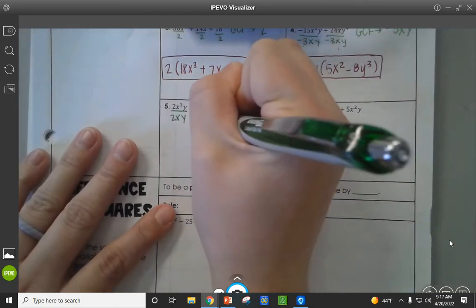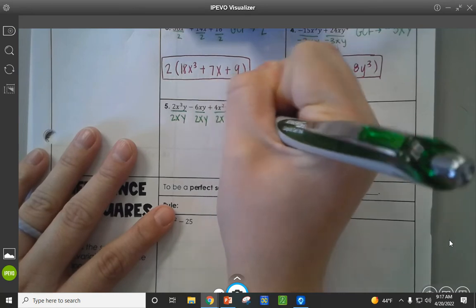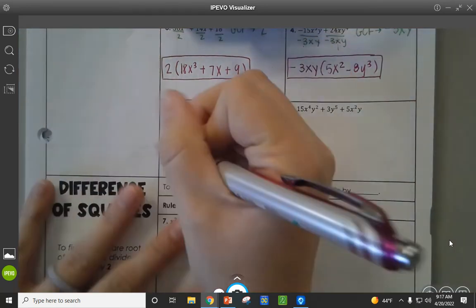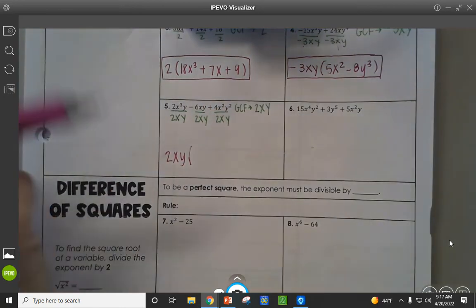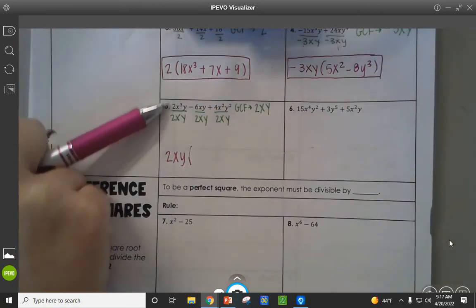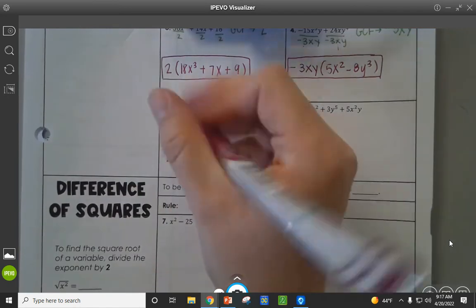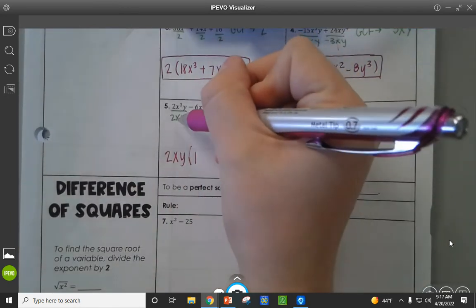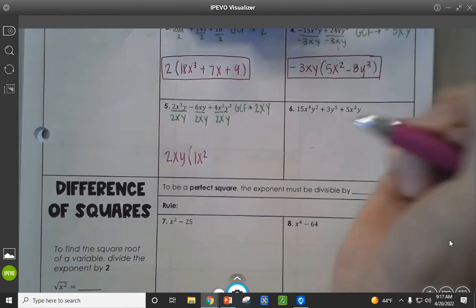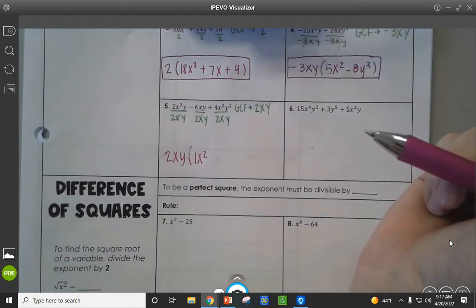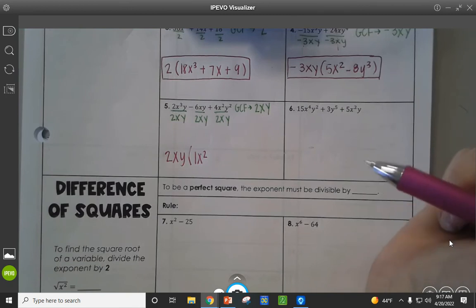So the GCF is 2xy. What's 2 divided by 2? 1. X cubed divided by x? X squared. What's y divided by y? It cancels out.